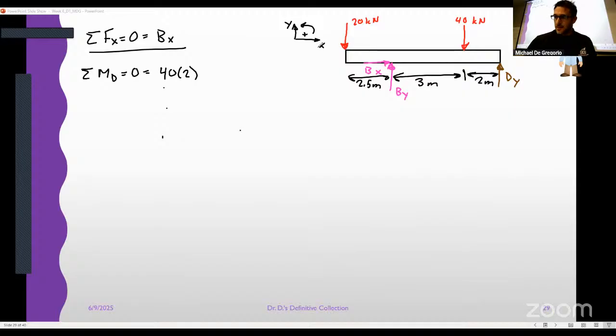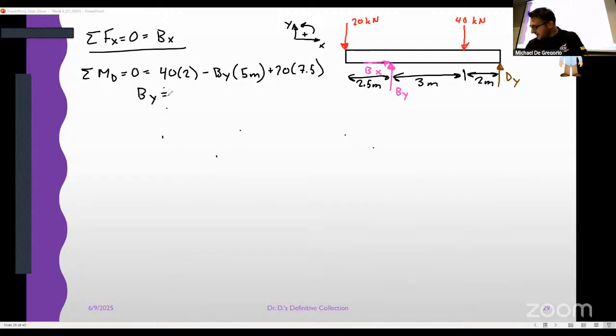Okay. So 40 kilonewtons, that's going to create a positive moment at 2 meters away. By is 5 meters away, and that's going to be a negative. And 20 kilonewtons is 7.5 away, and that's a positive. Solving this for By leads to 46 kilonewtons. Interesting. That's a lot of kilonewtons.